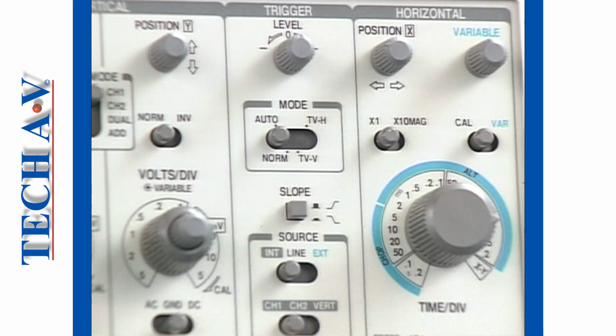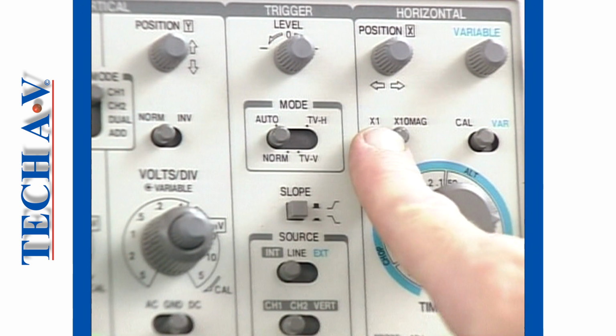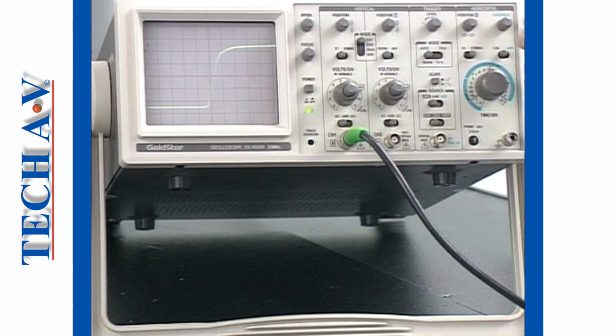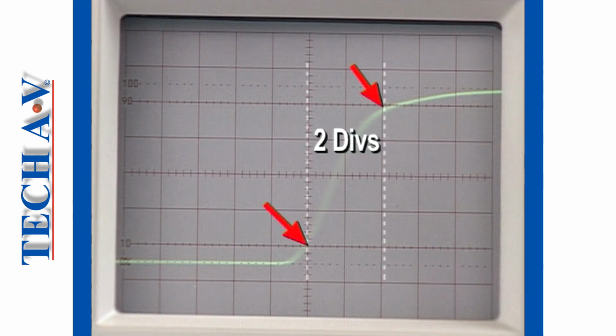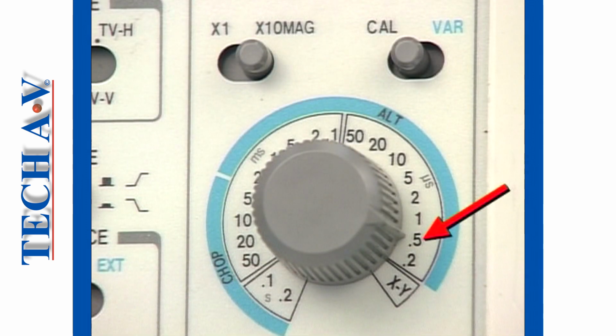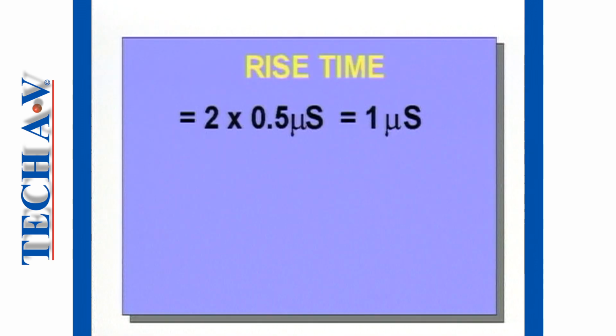Switch the horizontal magnification control to ×10 and align the leading edge of the space to the 10% marker using the horizontal position control. Count the number of divisions from this point to a point where the trace intersects with a 90% graticule line. Multiply the number of divisions by the time per division setting. The calculation is 2 divisions times 0.5 microseconds per division, which equals 1 microsecond.